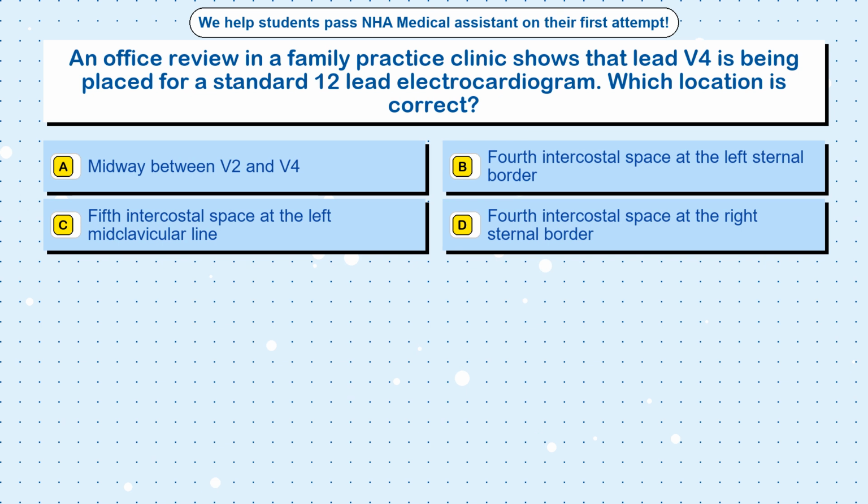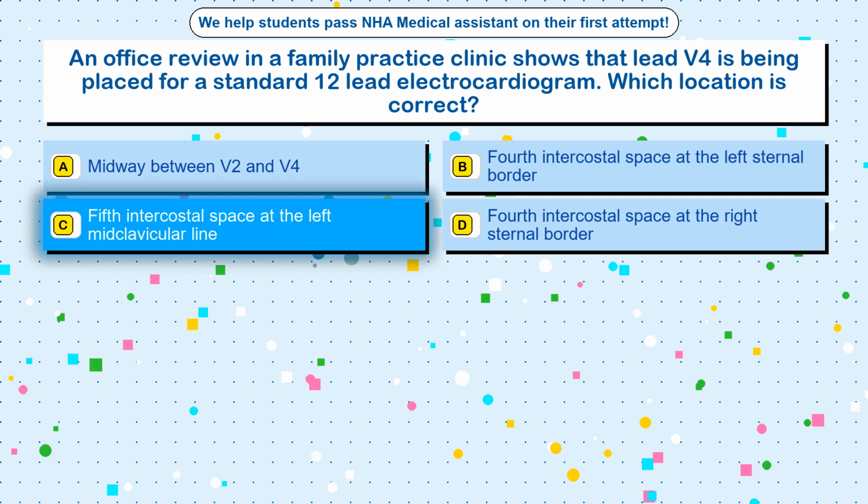Question 32. An office review in a family practice clinic shows that lead V4 is being placed for a standard 12-lead electrocardiogram. Which location is correct? Option A, midway between V2 and V4. Option B, fourth intercostal space at the left sternal border. Option C, fifth intercostal space at the left midclavicular line. Option D, fourth intercostal space at the right sternal border. The correct answer is option C, fifth intercostal space at the left midclavicular line.